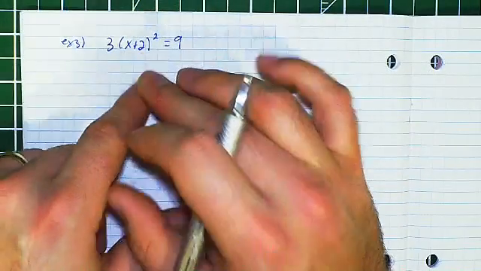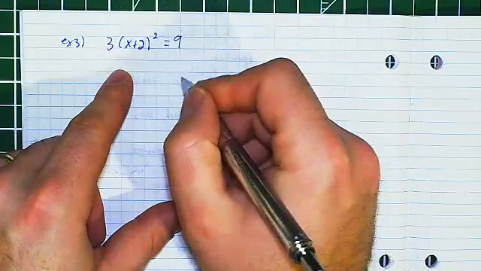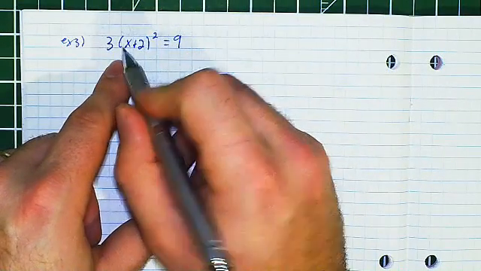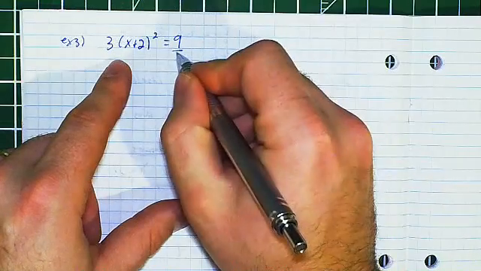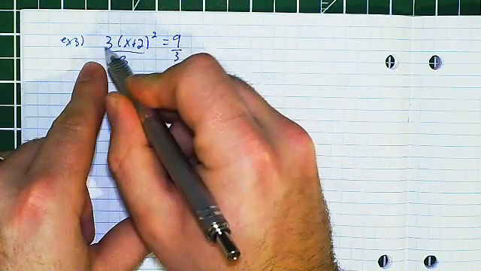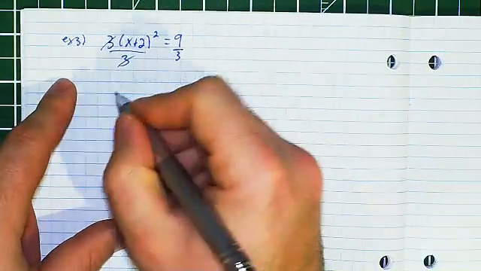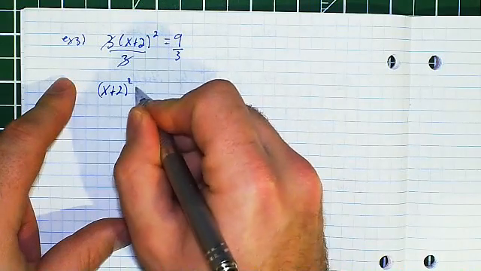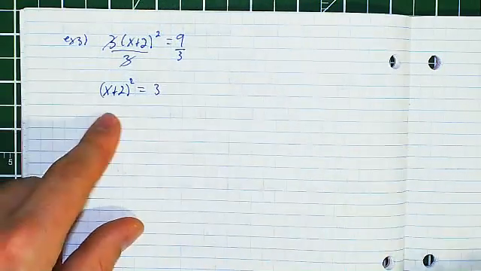Because we only have the one x term, we can actually simplify this further. Again, your first step is to always try and get your x by itself. So I'm going to divide first both sides by 3. So I'm left with (x plus 2) squared equals 3.